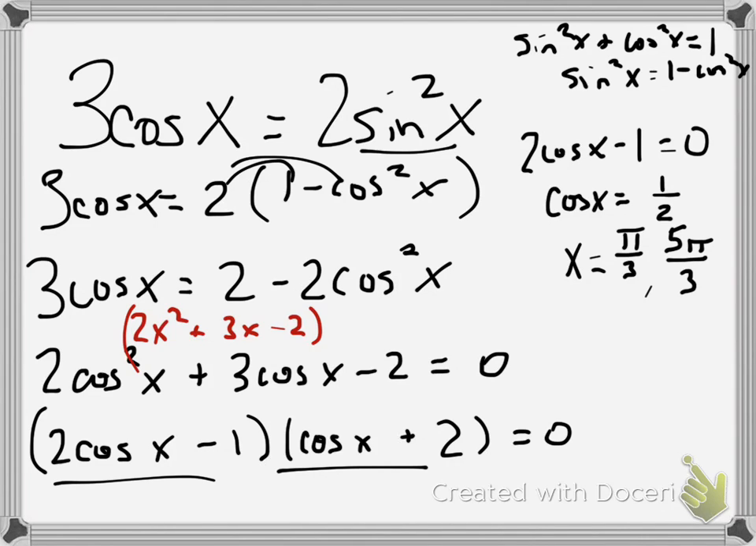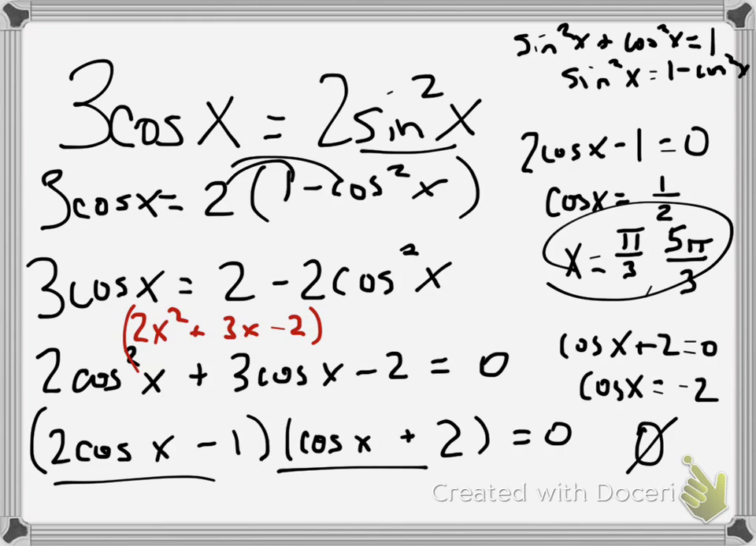Now look at the other factor, cos x plus 2 equals 0. Well, if we isolate this one for cosine, we get cosine x equals negative 2. And as we all know, the range of the cosine function is only from positive 1 to negative 1, so there's no x where cosine x can be negative 2, so this part has no solution. So pi over 3 and 5 pi over 3 are the only two solutions to that equation.